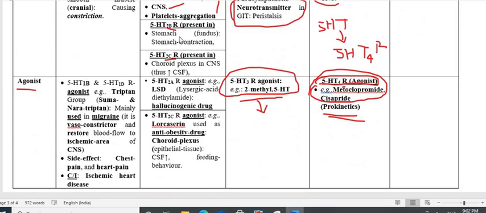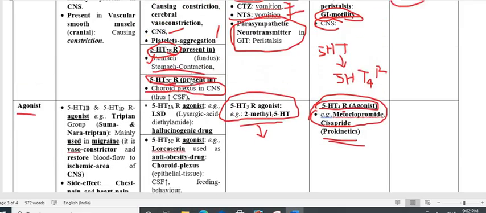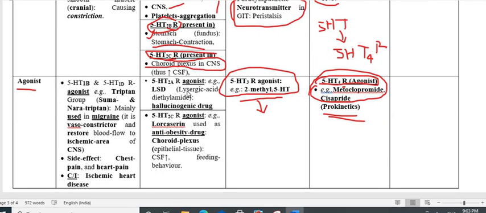Now we have to go through the 5-HT2B receptor. This 5-HT2B receptor is present in the stomach, particularly the fundus region, and produces stomach contraction. The last one is the 2C, which is present in the choroid plexus in the central nervous system, and therefore it participates in increasing the cerebrospinal fluid. Now we have to go through the agonists and antagonists of the 5-HT2 receptor. Now we have to go through the agonist.